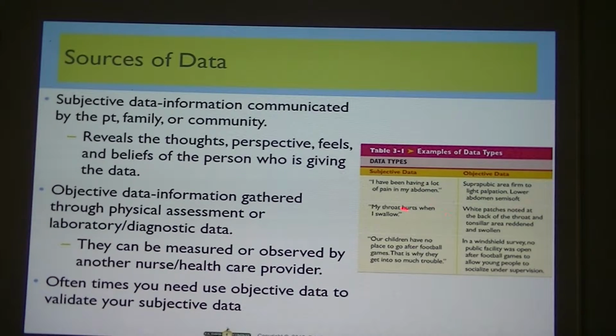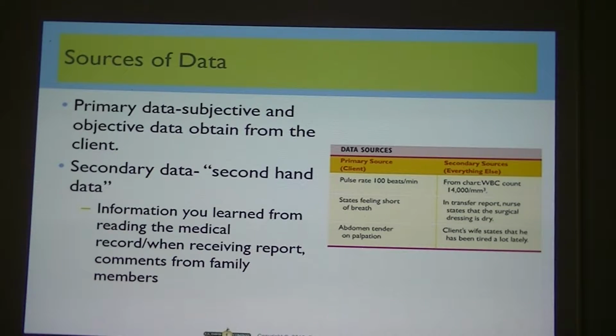So review this box here. Oftentimes you need to use objective data to validate your subjective data. Remember, subjective is what the patient says. So let's say we have a patient that says their pain is a 10 out of 10, okay? But your objective data tells you that they're lying in bed, they're not grimacing, they're not guarding anything, they're talking, they're joking, they don't appear to be in pain. Those two don't coincide with each other, and we'll talk a little more about that later.